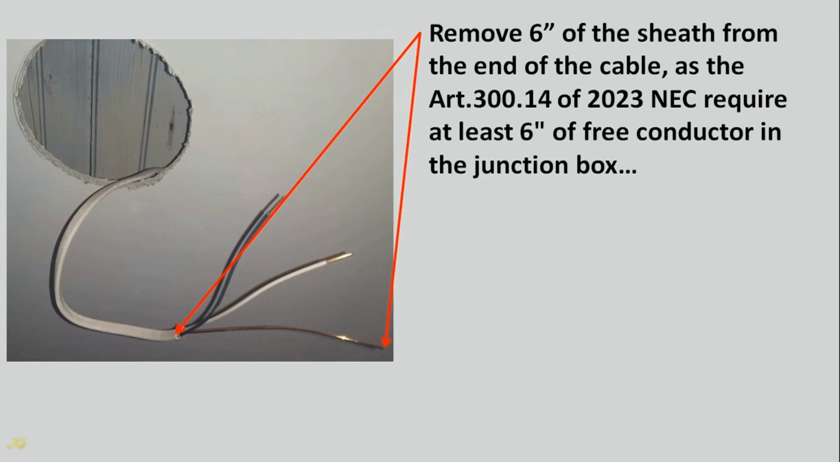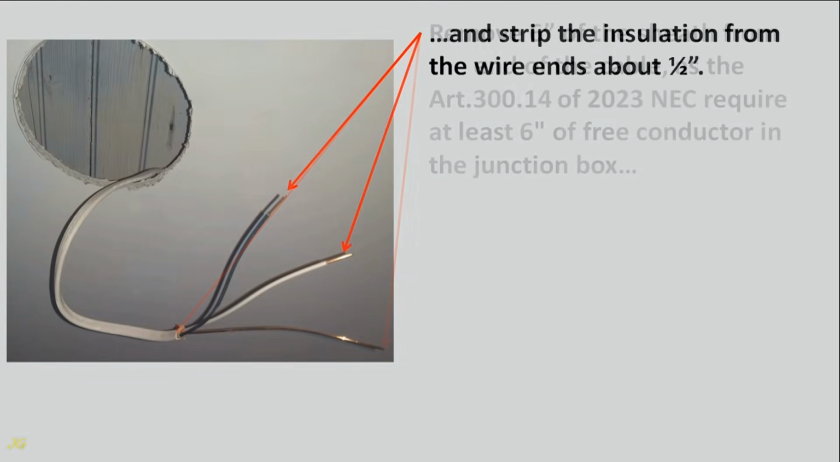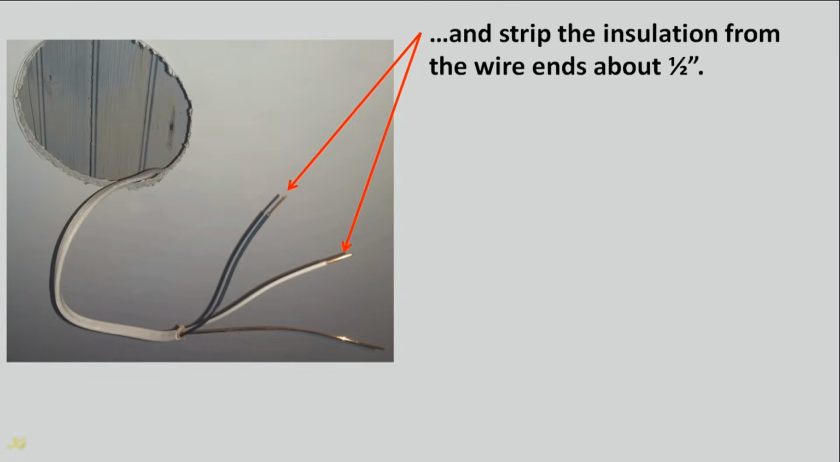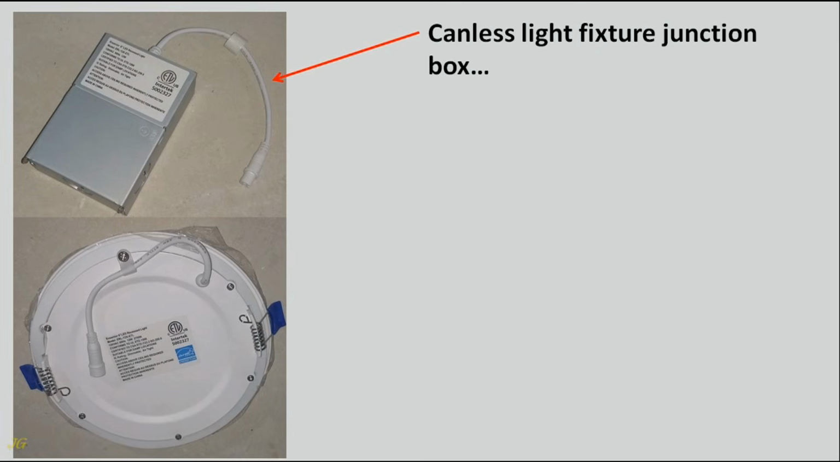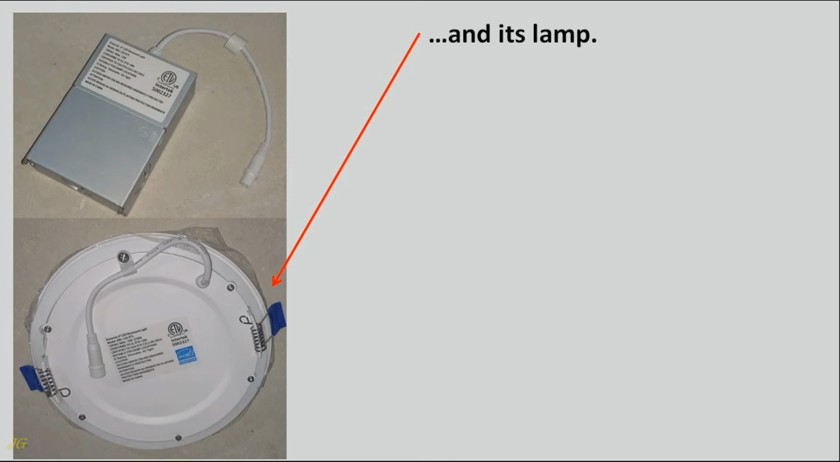Remove 6 inches of the sheath from the end of the cable, as Article 300.14 of 2023 NEC requires at least 6 inches of free conductor in the junction box. And strip the insulation from the wire ends about 1/2 inch. Canless light fixture junction box and its lamp.